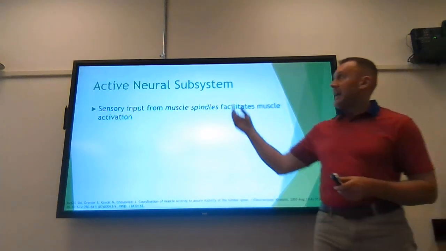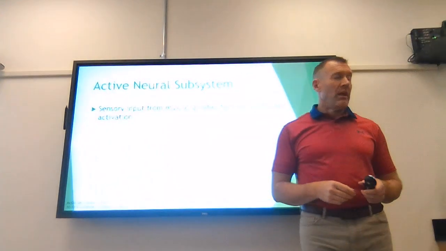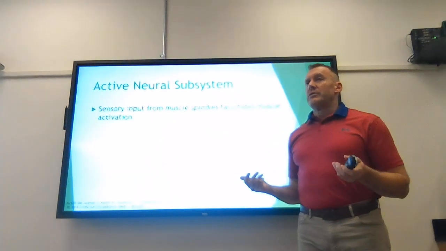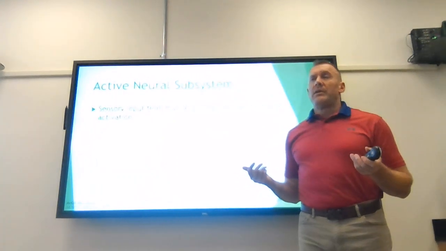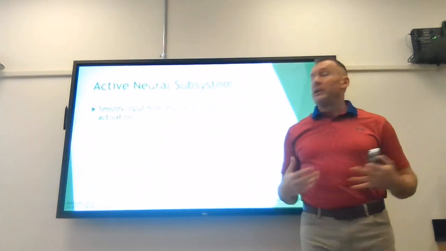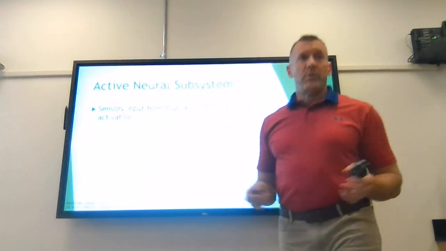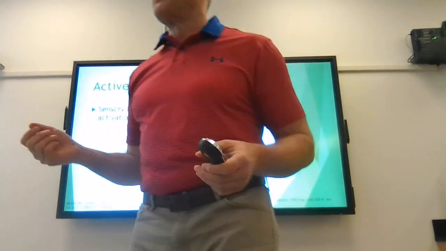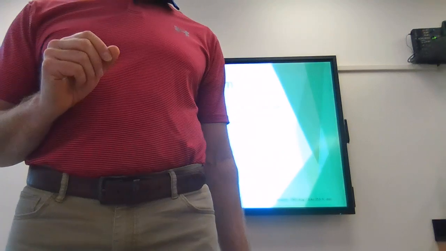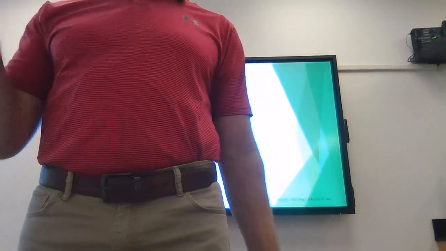Okay, so that's when we get to the active neural subsystems. One of the unique features of the muscles in this area is they're very rich in muscle spindles. Remember, we've studied muscle spindles. Muscle spindles promote reflex contraction. They monitor changes in muscle length. So if a muscle undergoes a really fast stretch, what's the reflex?